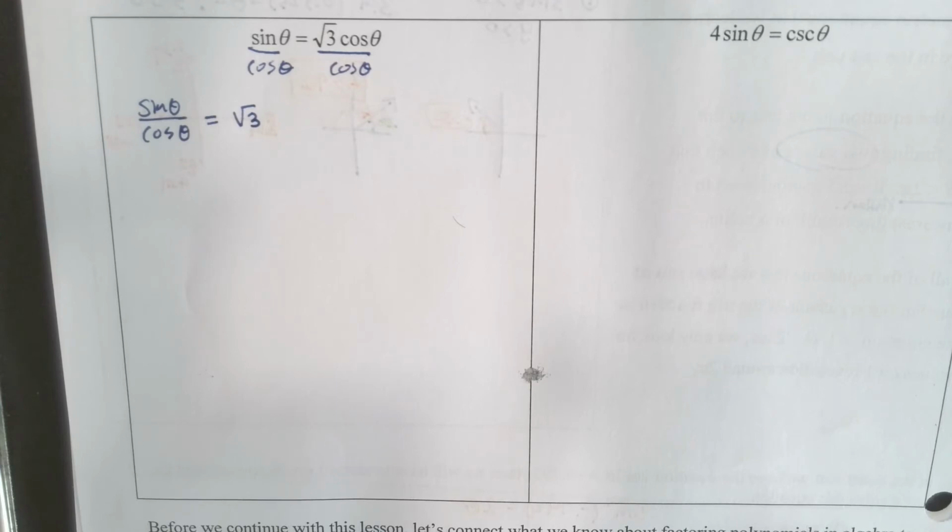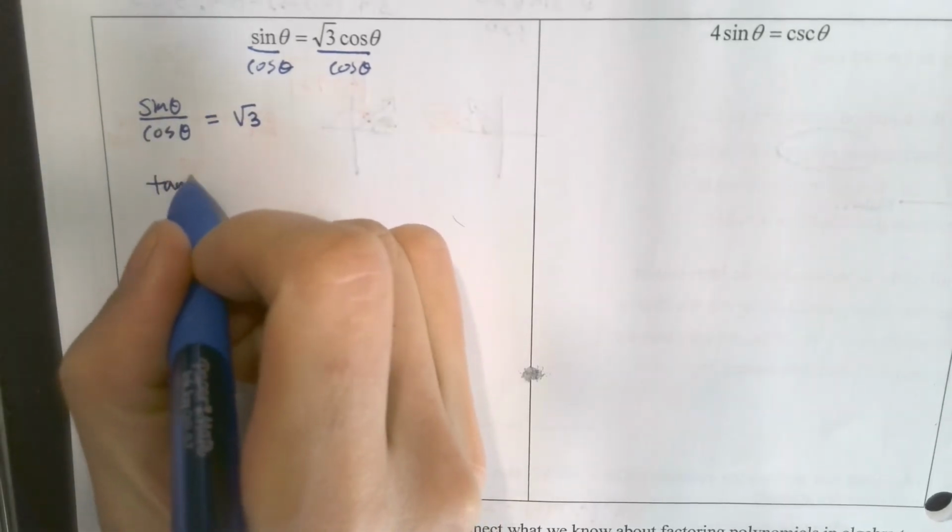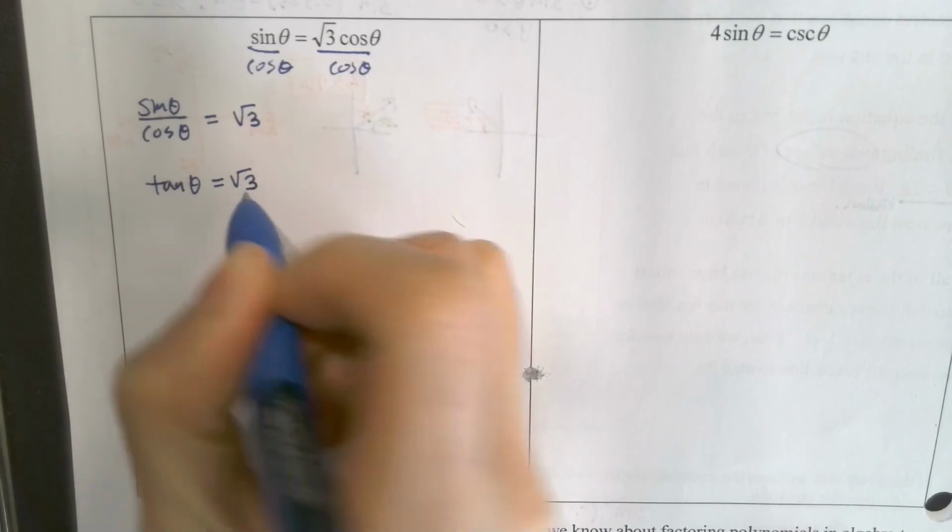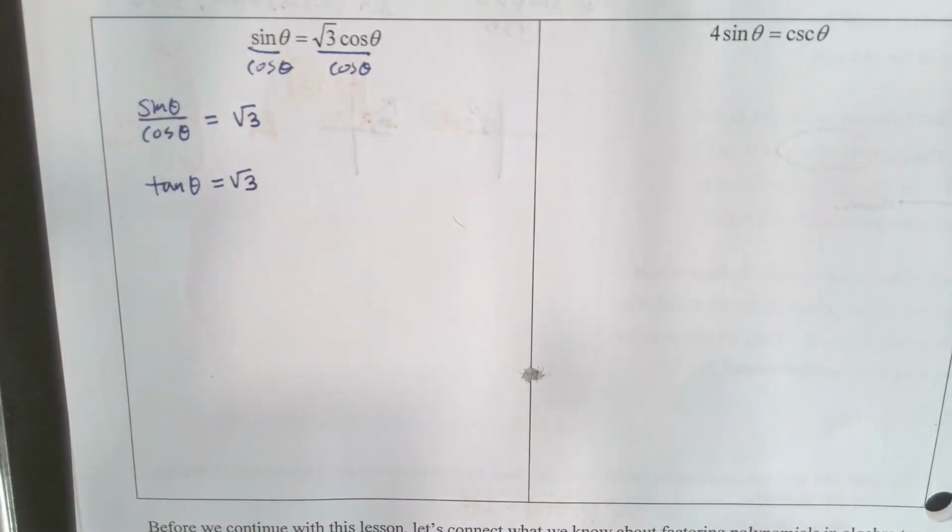What is sine theta over cosine theta? It is tangent theta equal to square root of 3. Yay, now we have one trig ratio, so we can actually go ahead and solve it.